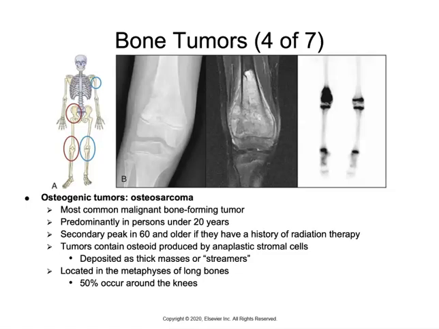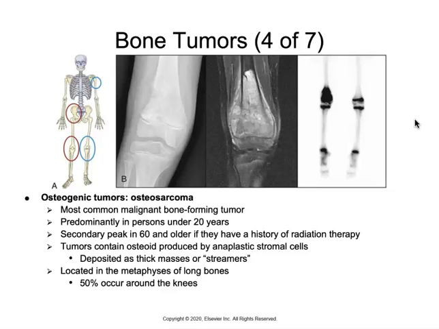So we'll first talk about osteogenic tumors, and osteosarcoma is the most common malignant bone-forming tumor, and it's characterized by the production of osteoid by anaplastic stromal cells within the sarcomatose stroma. It's an aggressive primary bone cancer with a high risk for adolescents and young adults. And we see a secondary incident peak in older adults with prior radiation exposure.